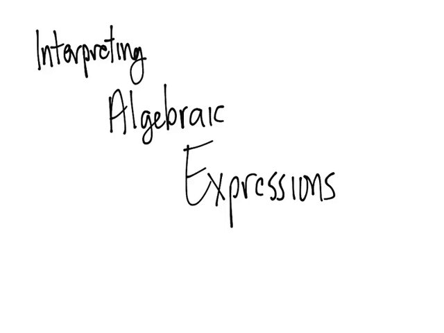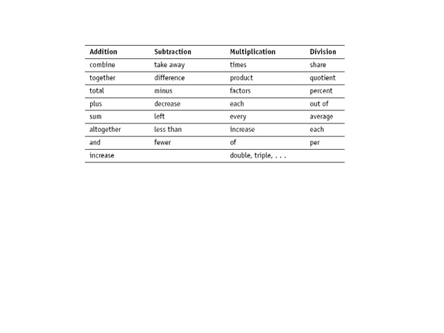Today we're going to talk about interpreting algebraic expressions and turning word phrases into numerical expressions for math. To start off, let's look at some of the words we use to describe mathematical operations. In the first column, we see words that represent addition. Some of these you've seen before, such as sum, total, and plus. All of these represent adding numbers together.